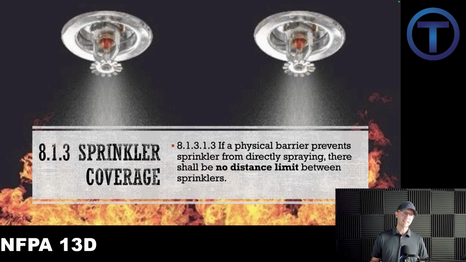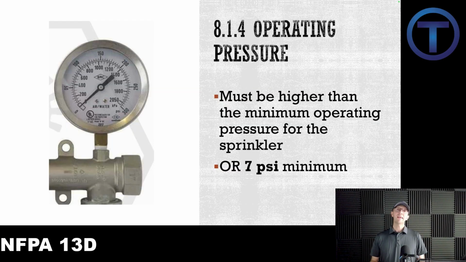8.1.3 states that if there's a physical barrier that prevents a sprinkler from directly spraying, then there shall be no distance limit between sprinklers, meaning you can bring them close together if we're having problems getting adequate spray because there's something in the way.